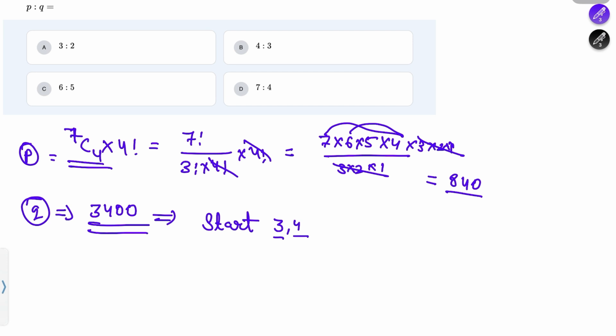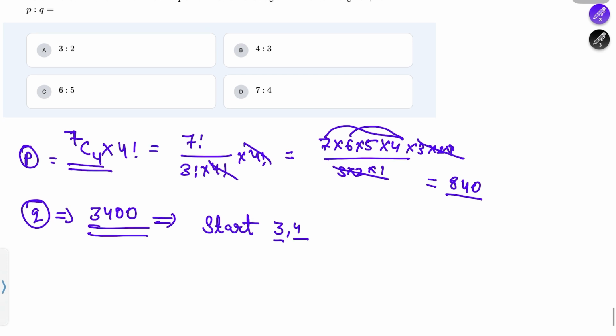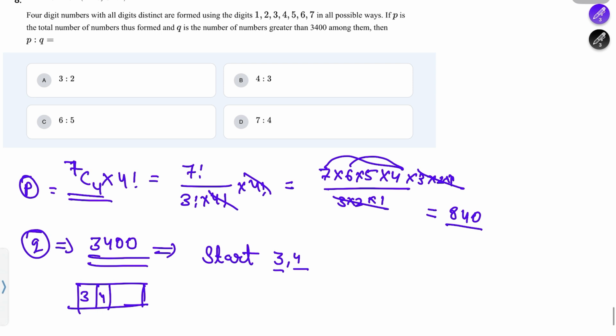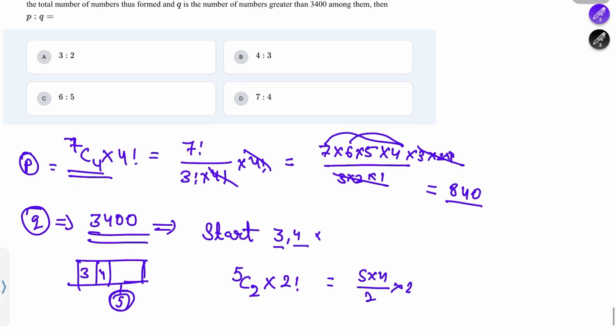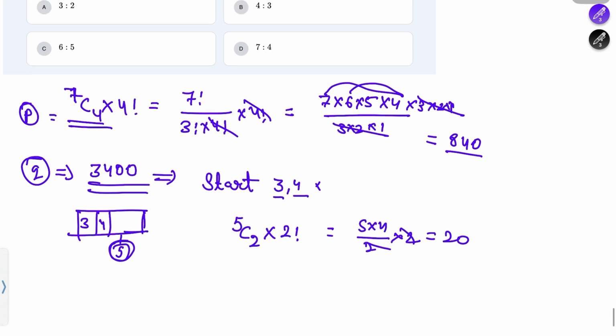Okay, then the other number is greater than only already. So just two digits: the 4-digit number has only the two digits 3 4 fixed, and the other two digits are greater. So the remaining digits: 3 4 is already fixed, so there are only 5 digits and we select two digits right now. So 5C2, select the 5C2 and arrange that is 2 factorial, because only two digits. So 5 into 4 divided by 2 into 2, so the 2 cancels out, only 20.